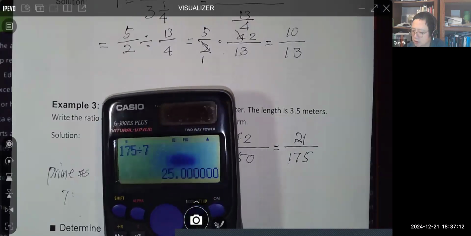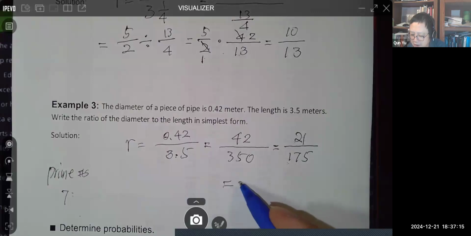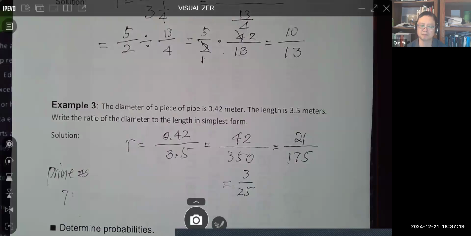That works out, 25. So we divide both sides by 7. This is 3, this is 25. So we simplify it. This is the final answer.